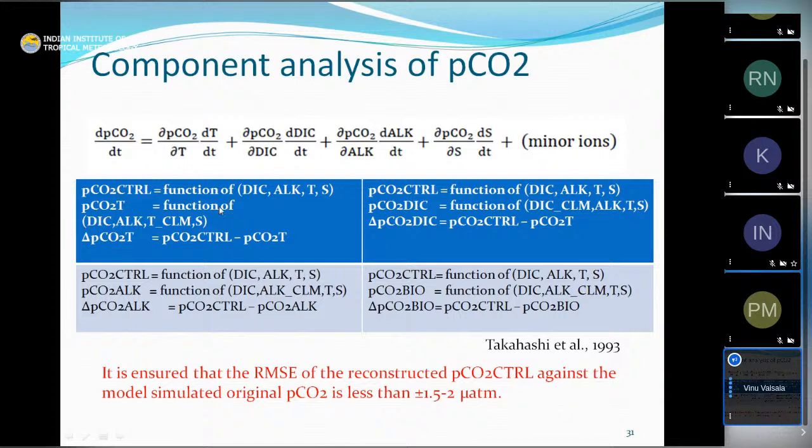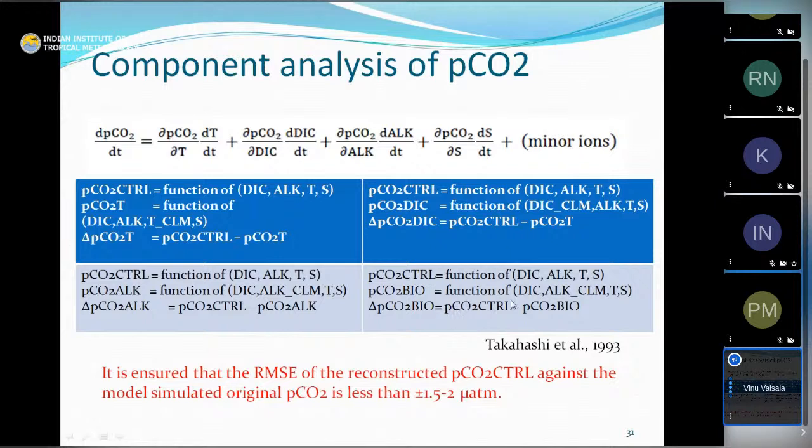In the second reconstruction, we can give the climatological temperature in the reconstruction. That will give a PCO2 T, meaning the temperature-suppressed reconstruction of PCO2. If you subtract the control minus the PCO2 T, you get the sensitivity of PCO2 due to temperature change. You should remember that when an IOD happens, around 1 to 1.5 degrees, or even more, of SST cooling occurs in the Southeast Tropical Indian Ocean, and due to that PCO2 should change. You will get that change in this way of reconstruction. The same method you can repeat by providing climatological DIC to see the impact of DIC on PCO2. Another reconstruction you can do is for the alkalinity and biology also.